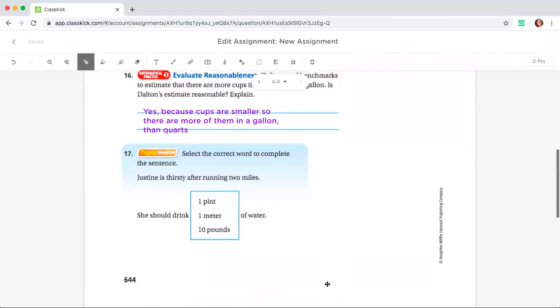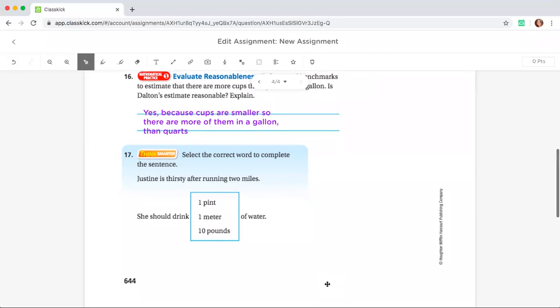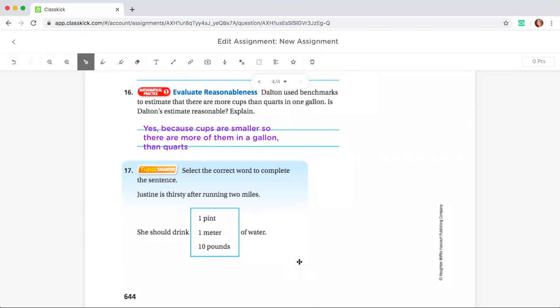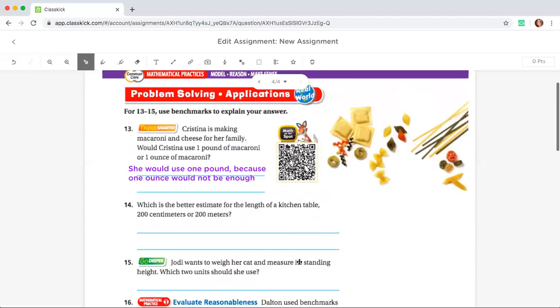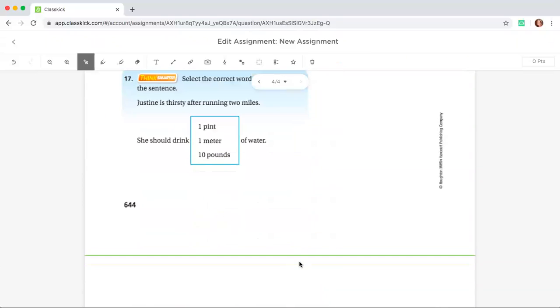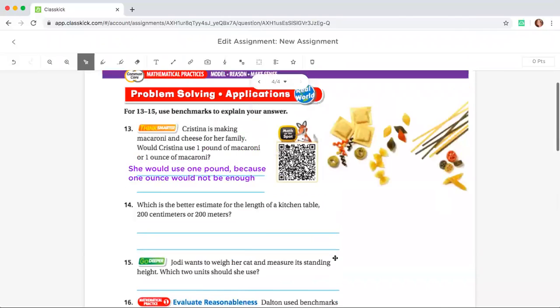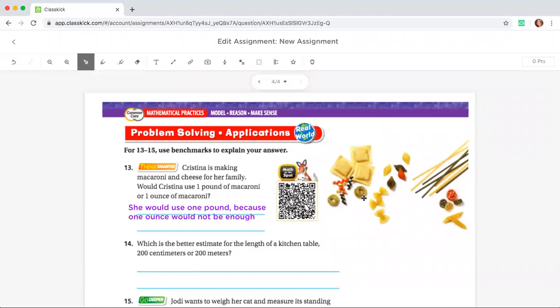All right, select the correct word to complete the sentence. Justine is thirsty after running 2 miles. She should drink 1 pint, 1 meter, or 10 pounds of water. Go back to those other 2 pages, and take a look and see which one makes the most sense in that scenario. That is your assignment for today, to finish all 4 of those problems. I did most of them for you. You should be able to figure out the rest.